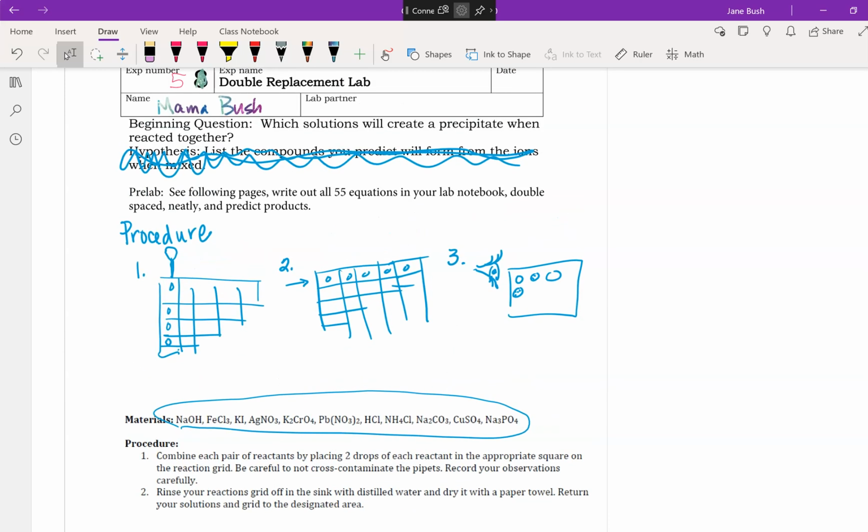All right, the next thing is the procedure. We are getting close to having to have a seating chart. Really close.